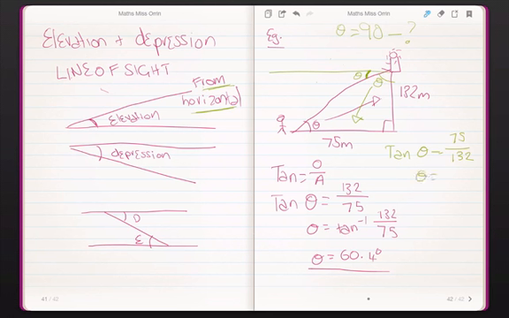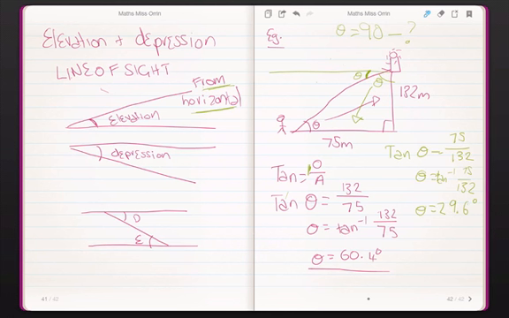So, hang on, I'm going to have to get my calculator out for this. So theta is the inverse of tan of 75 over 132, because that's what we're trying to get rid of. Let me just type that in, the inverse tan of 75 divided by 132. And the answer is 29.6 degrees, okay? So that is this angle in here.